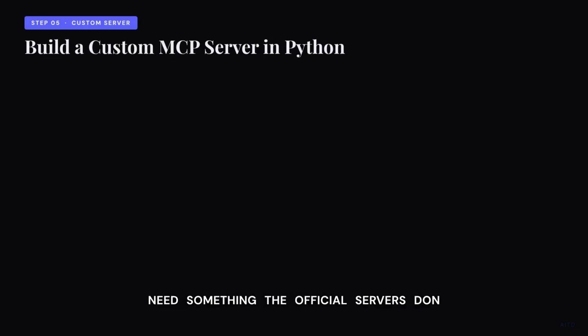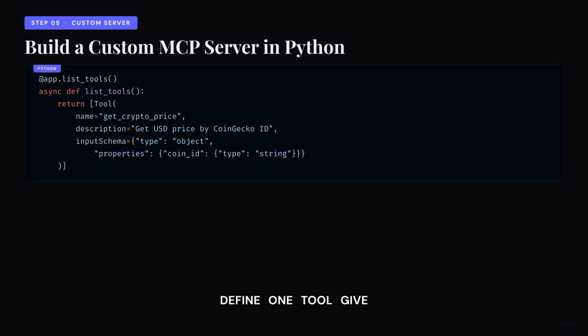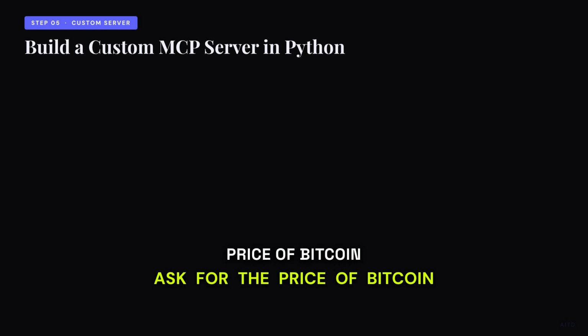Need something the official servers don't cover? Build your own. Install the MCP Python SDK with a single pip command. Define one tool, give it a clear description, and Claude decides on its own when to call it. This example fetches live cryptocurrency prices from a public API. Point your config at the Python file's path, restart Claude Desktop, and ask for the price of Bitcoin.